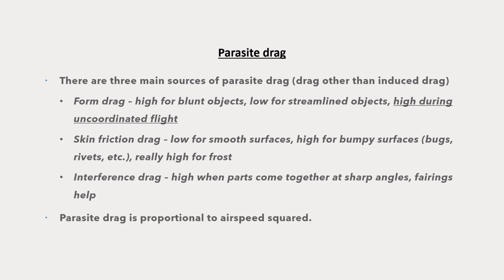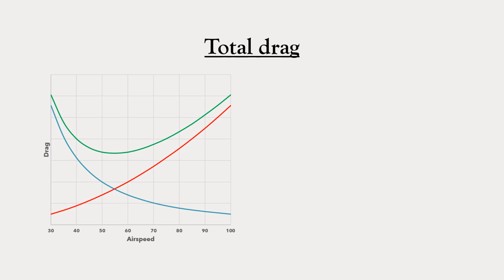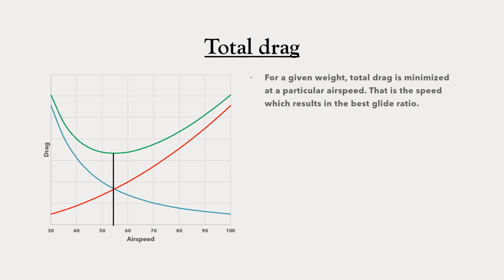So parasite drag works the opposite of induced drag. Parasite drag is proportional to the airspeed squared. It gets higher as the airspeed goes up, a lot higher. So this is a graph indicating the induced drag is in blue here, which is decreasing with airspeed. Parasite drag is increasing with airspeed, and green is representing the sum of the two.